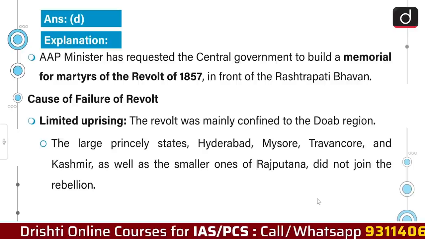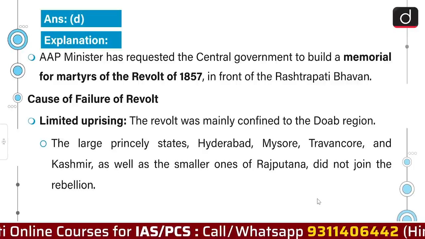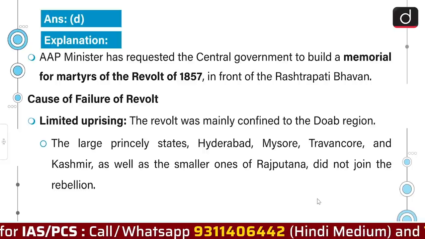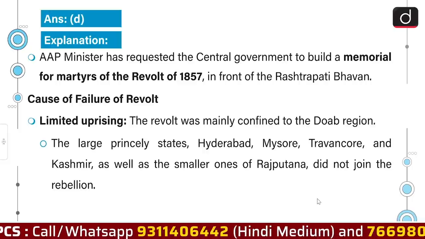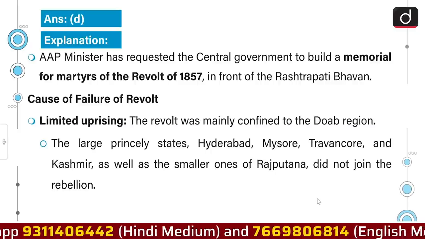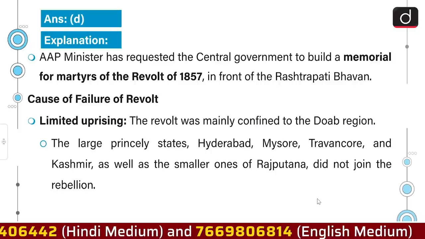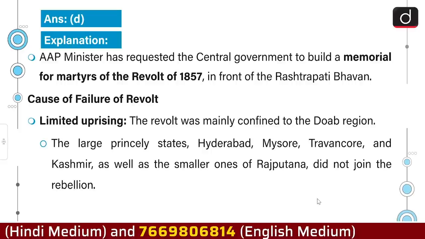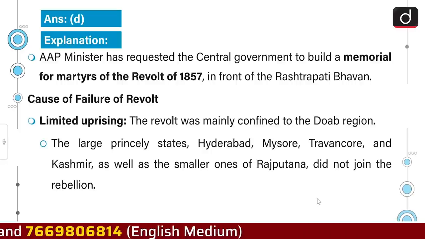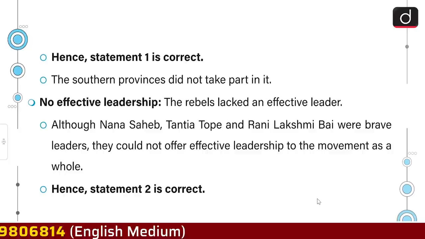Our minister has requested the central government to build a memorial for martyrs of the revolt of 1857 in front of the Rashtrapati Bhavan. If we talk about the causes of failure of the revolt, first is limited uprising, because the revolt was mainly confined to the Doab region. Many large princely states such as Hyderabad, Mysore, Travancore and Kashmir, as well as the smaller ones such as of Rajputana, did not join the rebellion. The southern provinces did not take part in it.